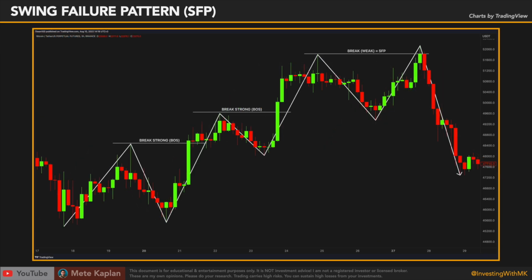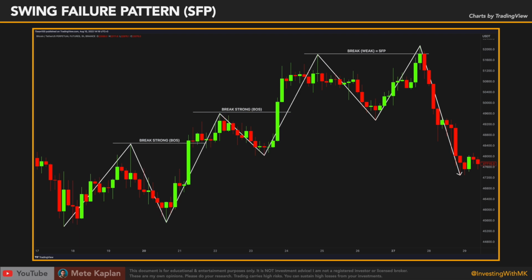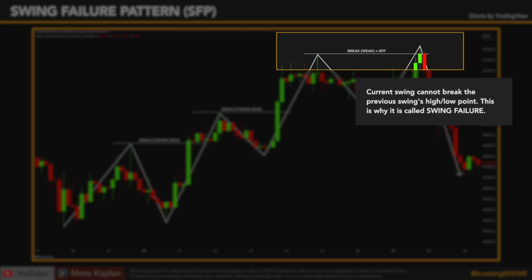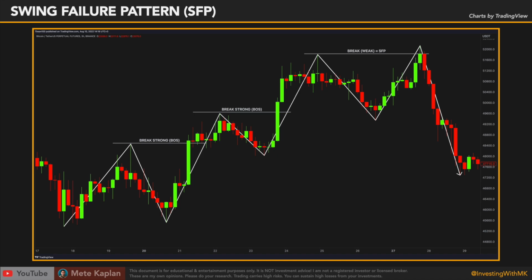In this example, you can easily witness that price keeps breaking previous swing highs strongly, creating new break-of-structures. However, in the last part, you can notice that the price cannot break the previous swing point. This is also a break-of-structure, but this is a weak one. No candlestick closes above the previous swing high point, only long wicks or shadows. This is why we call this swing failure pattern, because it fails to break the previous swing high or low.